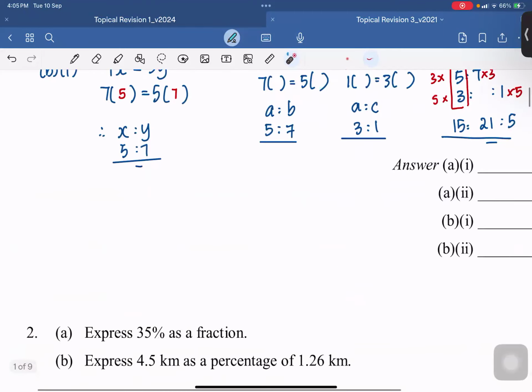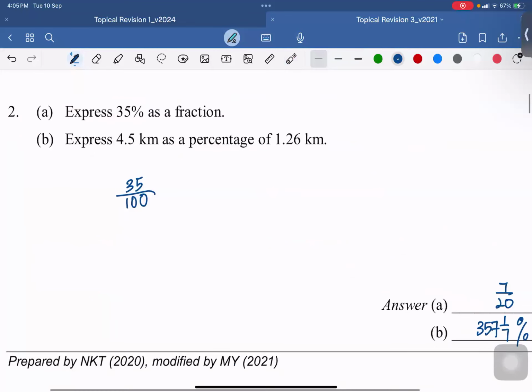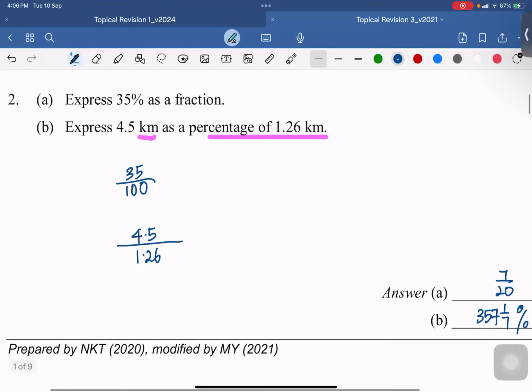Question number 2, express 35% as a fraction. So we take 35%. 35 out of 100, right? Then we simplify the ratio. Next, express 4.5 kilometers as a percentage of. Percentage of this, what does that mean? That means I'm taking 4.5 kilometer out of the one that I want to measure, 1.26 kilometer.